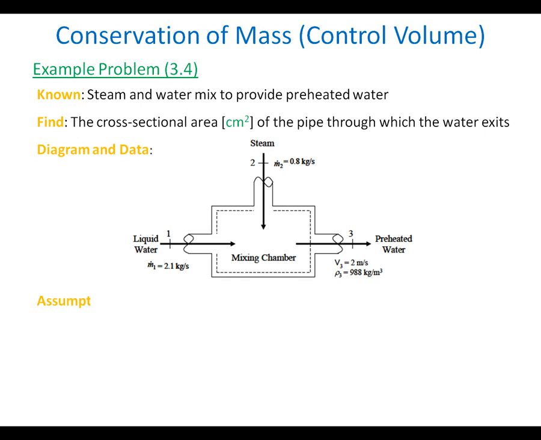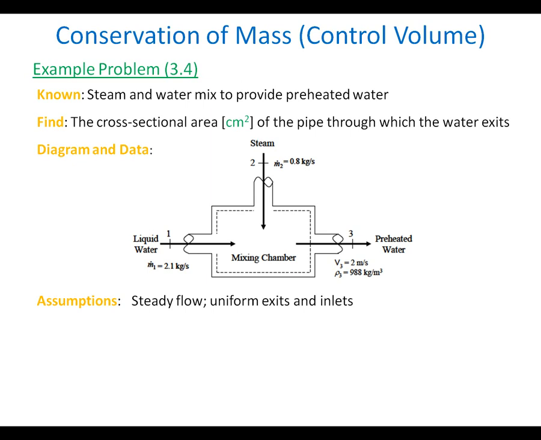Some assumptions we're going to have to make. Well, in order to use the more simplified equations that we have, I don't want to have to deal with integrals, so I'm going to make the assumption that we have steady flow and uniform exit and inlets. That's going to get rid of those integrals, so I can then use the more simplified conservation of mass.